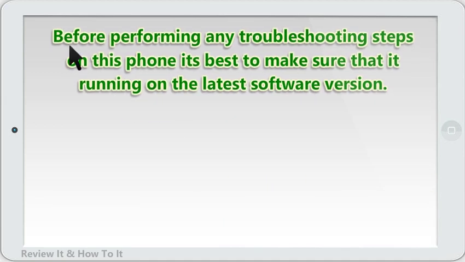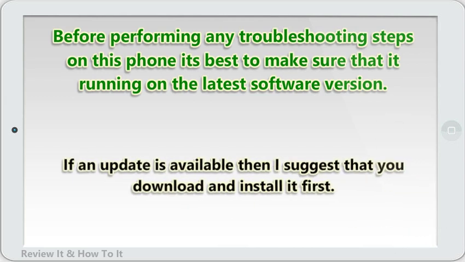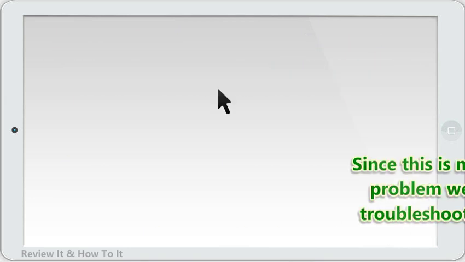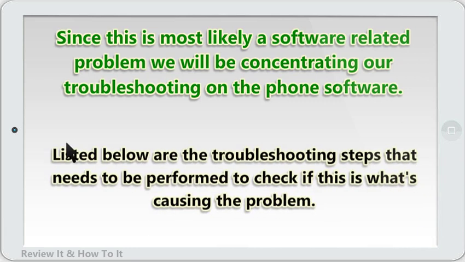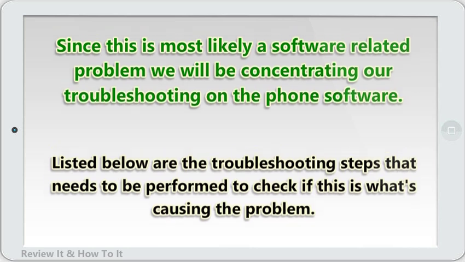Before performing any troubleshooting steps on this phone, it's best to make sure that it's running on the latest software version. If an update is available, then I suggest that you download and install it first. Since this is most likely a software-related problem, we will be concentrating our troubleshooting on the phone software. Listed below are the troubleshooting steps that need to be performed to check if this is what's causing the problem.